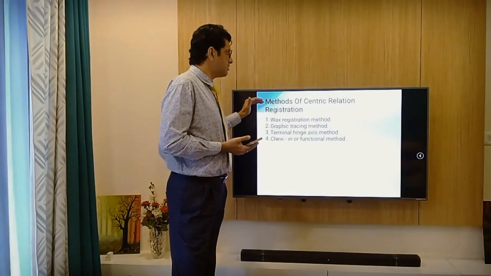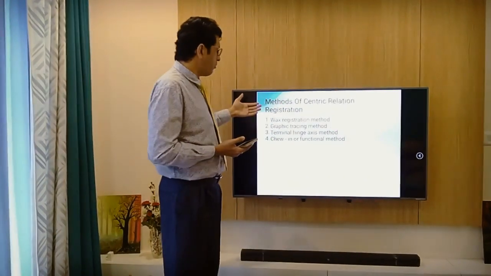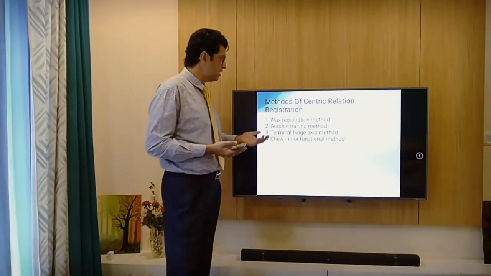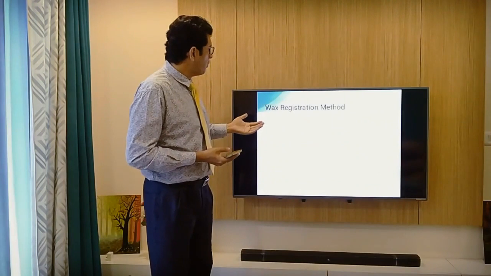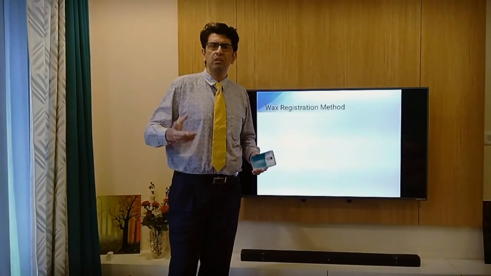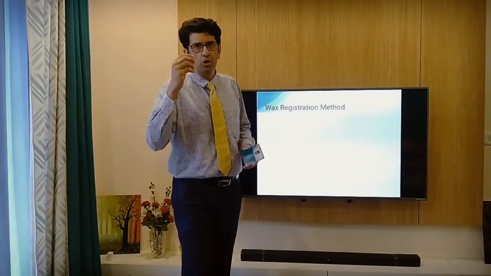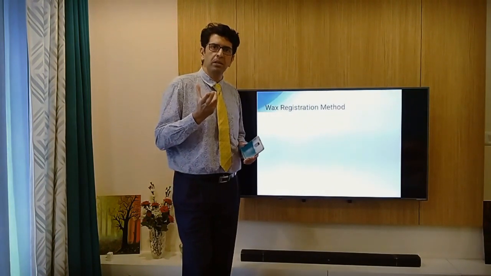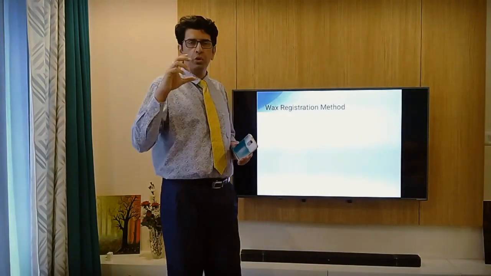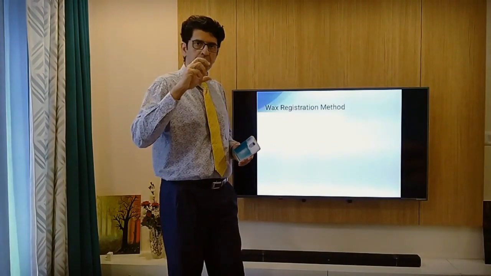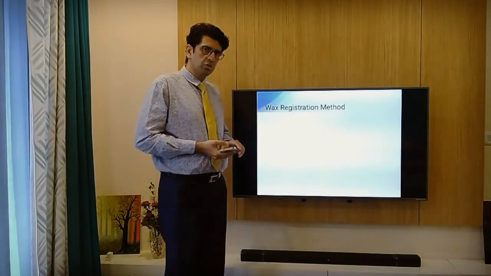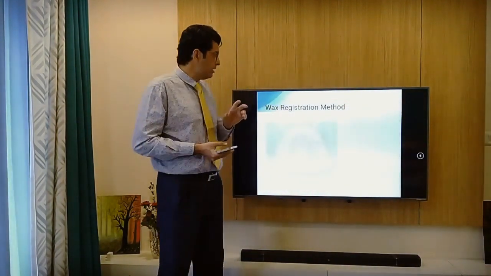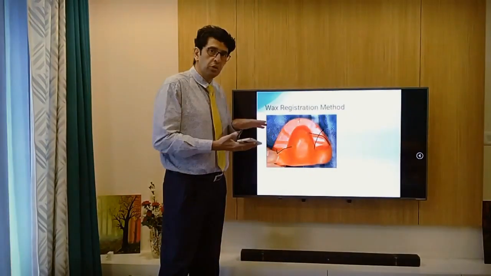So what are the methods of registering this centric relation? You have wax registration methods, graphic tracing methods, terminal hinge axis methods, and chewing or function methods. So wax registration methods, children refer to us as the nick and notch method or the notch and trough method. Most of the textbooks describe a notch development in the maxilla and a trough development, or how to develop a trough in the mandible, and then you record the jaw relation taking a bite registration into this position. So we all know that when we make the notches in the maxilla, they should not be parallel, but they should be divergent so that they don't slip and slide.